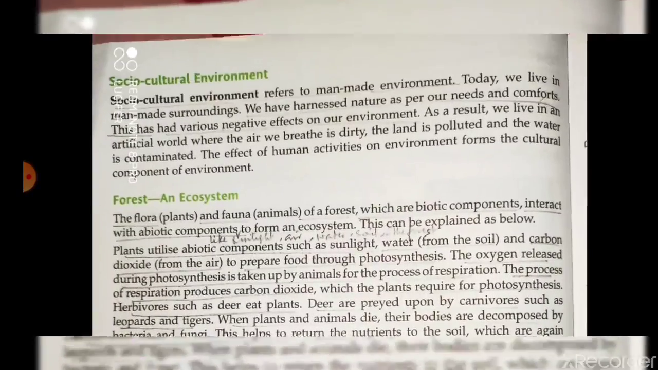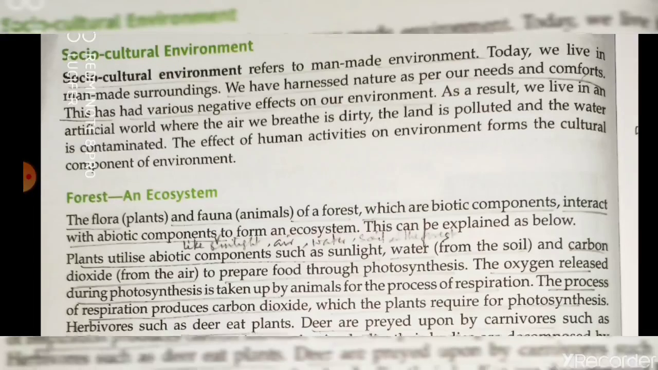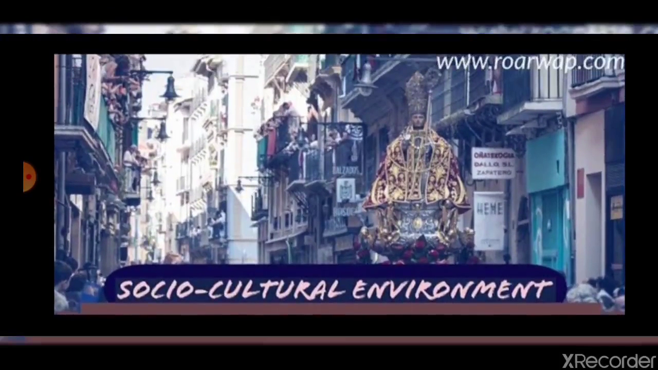Now let us study the socio-cultural environment. Socio-cultural environment refers to the man-made environment created by man as per his need and comfort.